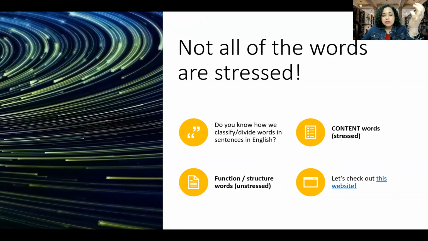Do you know how we classify or divide words in sentences in English? Probably not. It's about content words that are stressed and function or structure words that are unstressed. We're going to take a look at those examples on this website. I need to stop sharing here, otherwise it's not going to show on the screen. The PowerPoint is going to be posted in the module for this week, so don't worry about it. You can visit it afterwards.